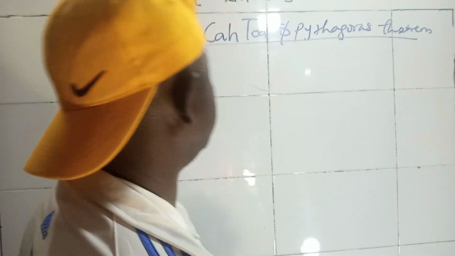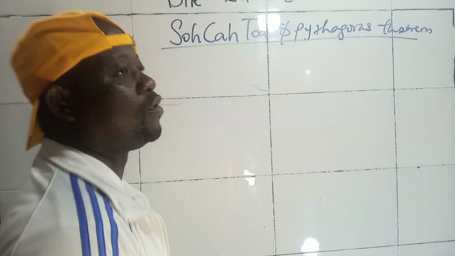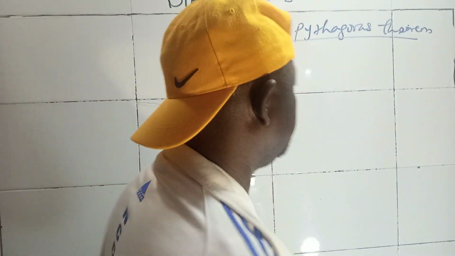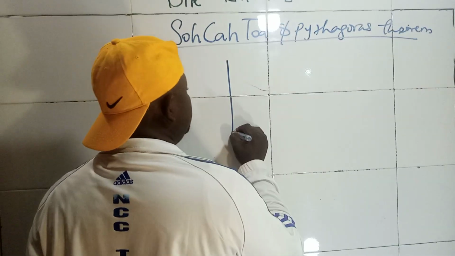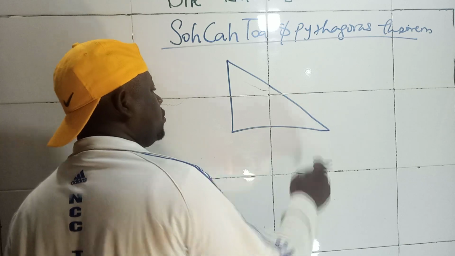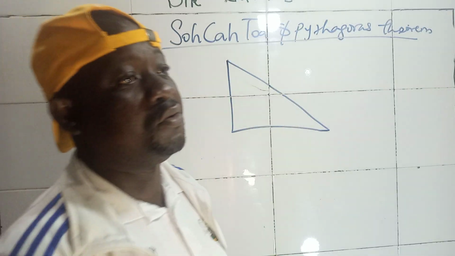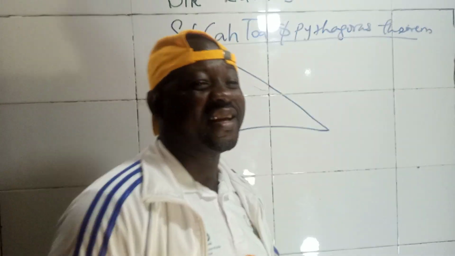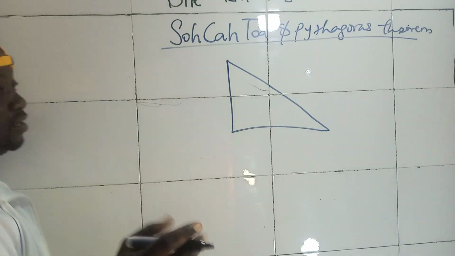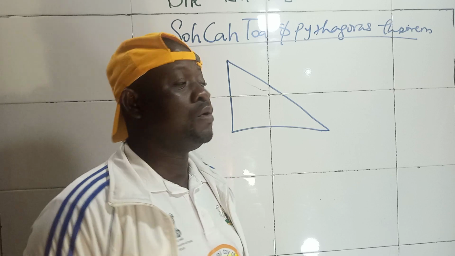Let me start this way: in mathematics there is something we call a right angled triangle. At least I think I've taught us about the isosceles triangle, the scalene triangle, and the equilateral triangle. Please, you can check my videos on that.